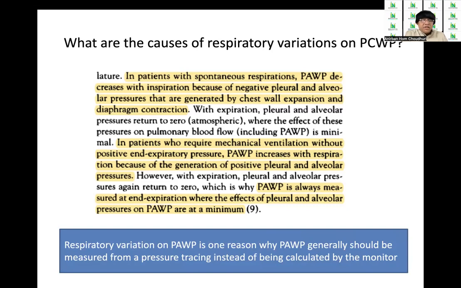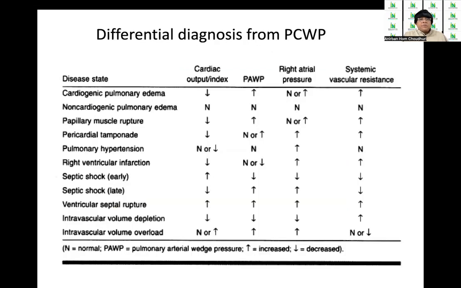Respiratory variation in pulmonary artery wedge pressure is one reason why it should be measured from the pressure tracing instead of being calculated from the monitor. So that is an important piece of information.